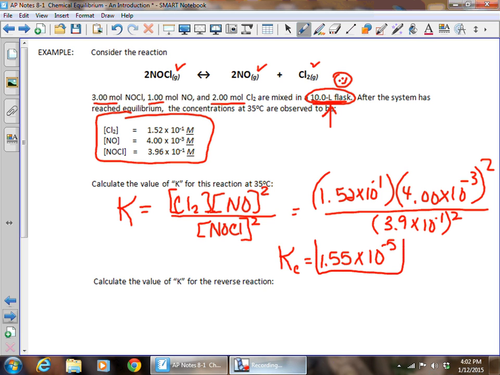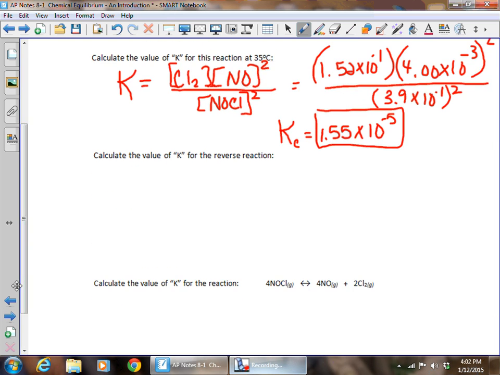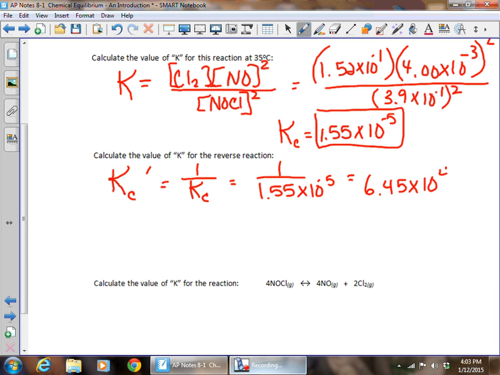No units, remember. Yay! Now we want to calculate K for the reverse reaction. Remember, for the reverse reaction, our new K is going to be simply the reciprocal of our old K. So all we have to do is take 1 divided by our 1.55 times 10 to the negative fifth, and we get a value of 6.45 times 10 to the fourth for our new K.